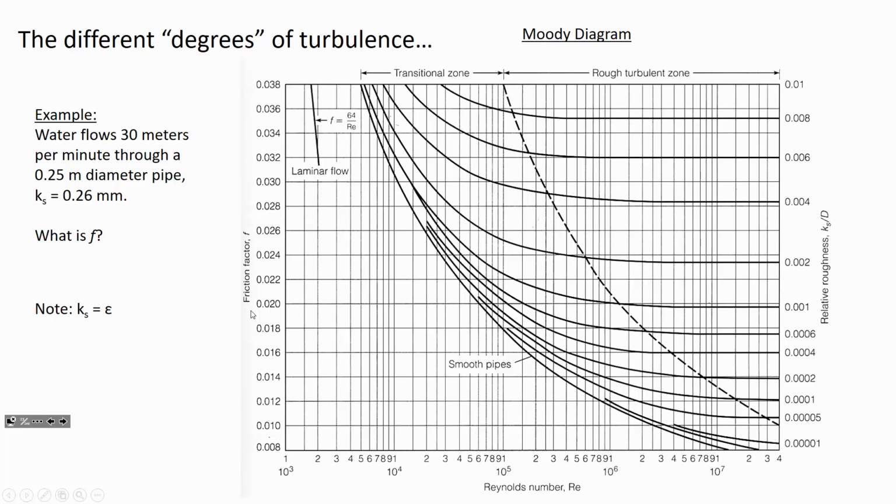So in this example, I'd like you to calculate what F value should be used in this case, where we've got water flowing through a pipe. We don't know what kind of pipe it is, but we do know the K sub s value of that material. We know the diameter of it. You're going to need to calculate the Reynolds number, and once you find out where the curve and the vertical column of Reynolds number meets, then you follow it left on the vertical axis on the left side.